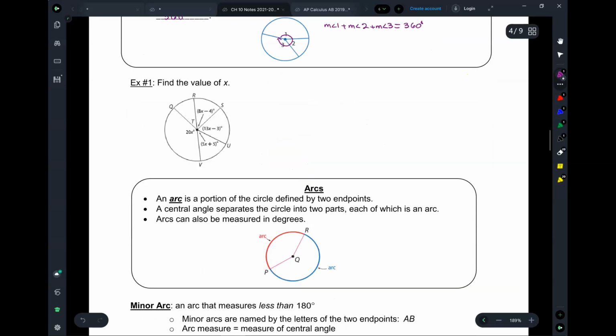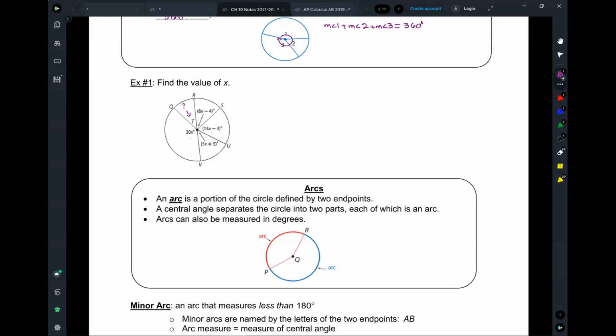Let's move on to this first problem. It says to find the value of x, and you're given a series of central arcs, and you need to find the measure of angle x. I've got all these angles labeled here: 8x minus 4, 13x minus 3, 5x plus 5, and this one here is unknown.